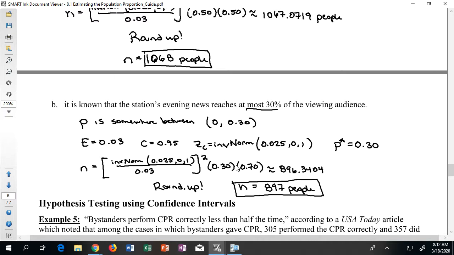This is how many people I would need to ask in order to be able to guarantee the kind of interval that I wish to create.